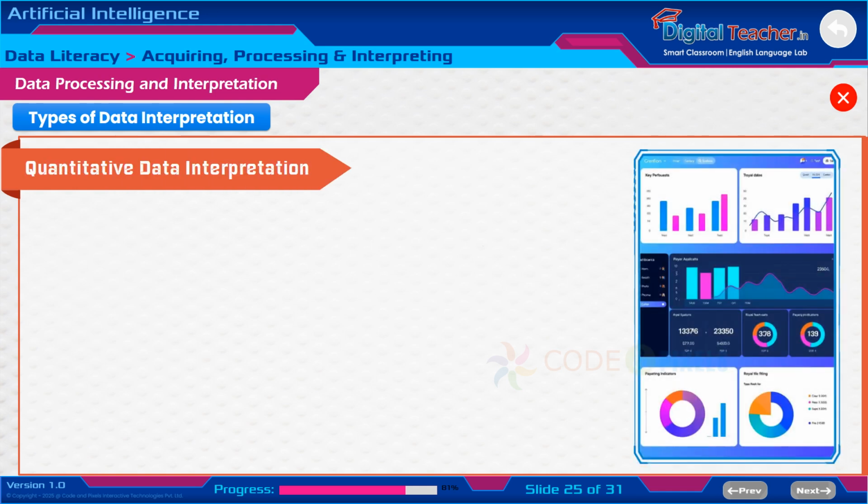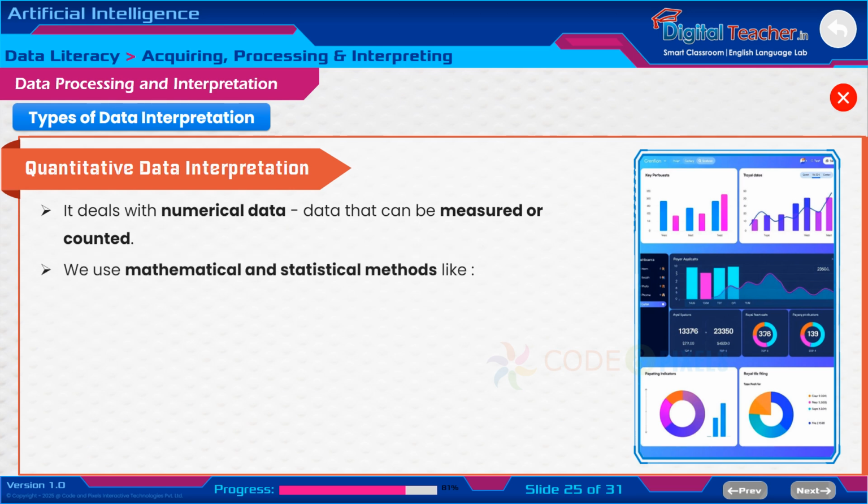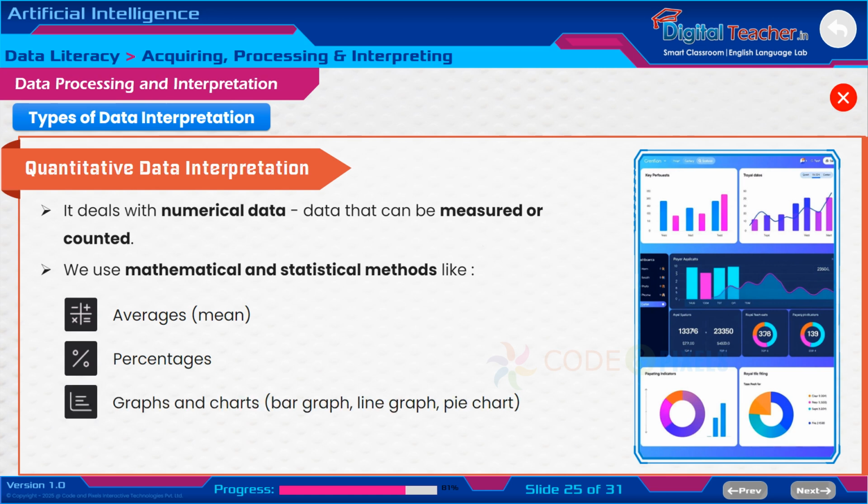Quantitative data interpretation. It deals with numerical data, data that can be measured or counted. We use mathematical and statistical methods like averages, percentages, graphs and charts, trend analysis.